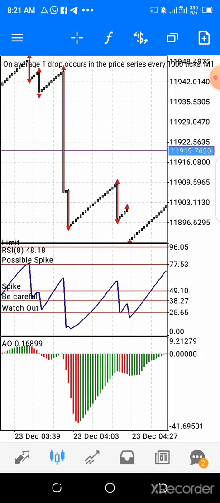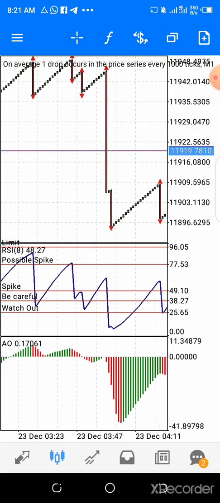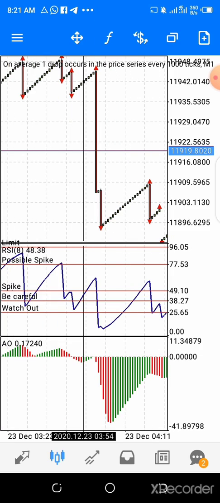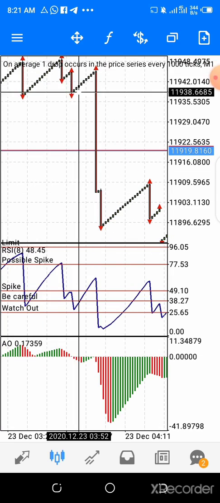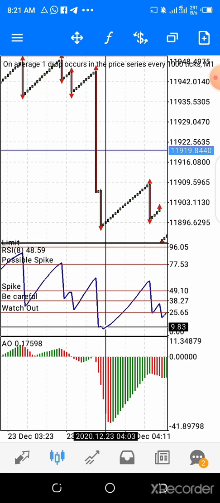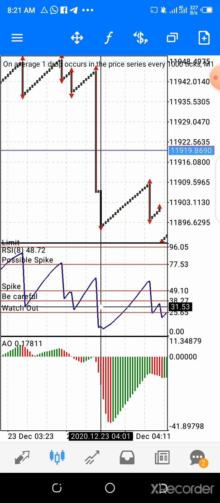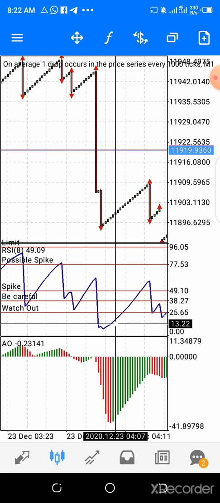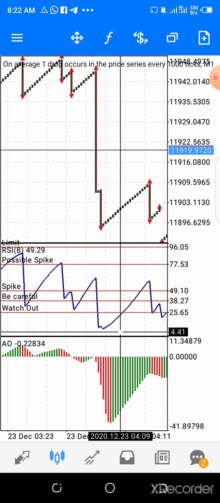Yes, for example, here, when the spike happens, a small spike, then a big spike up to this point. So look at it, then look at your RSI. All of this RSI, the Relative Strength Index, is below watch out. So when it is below watch out, you can buy.